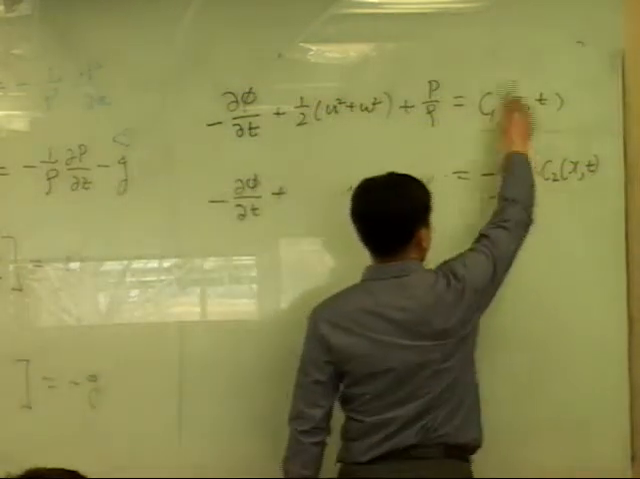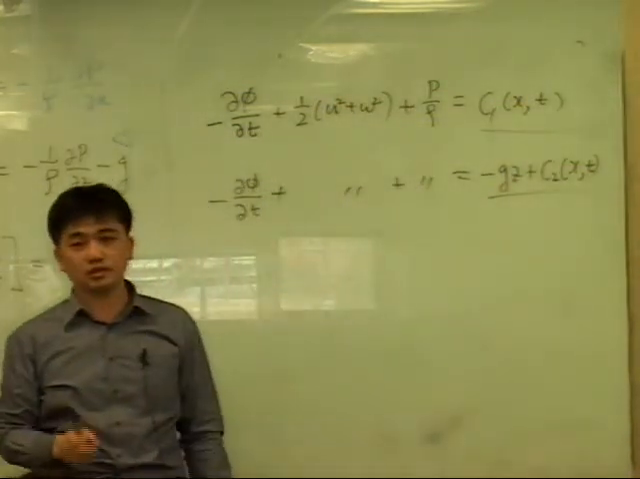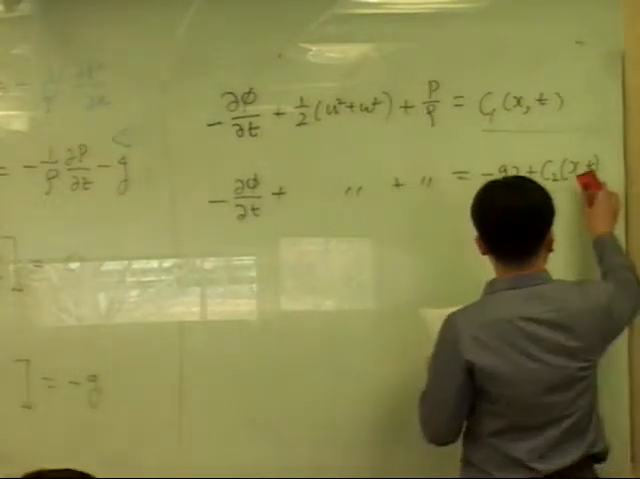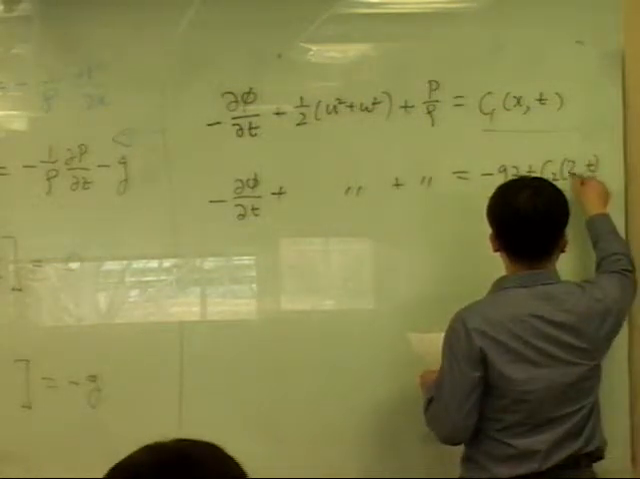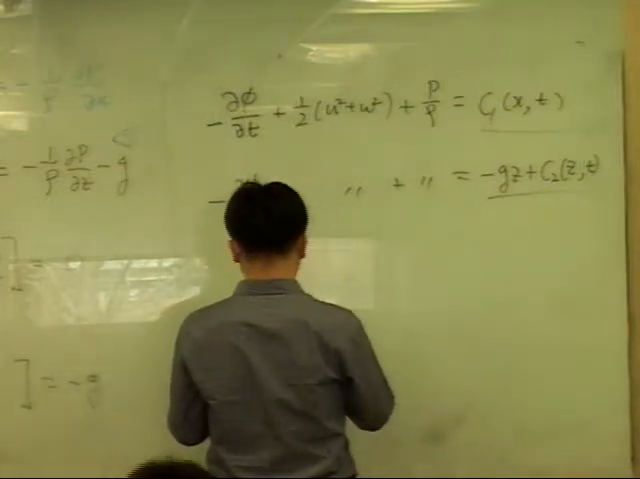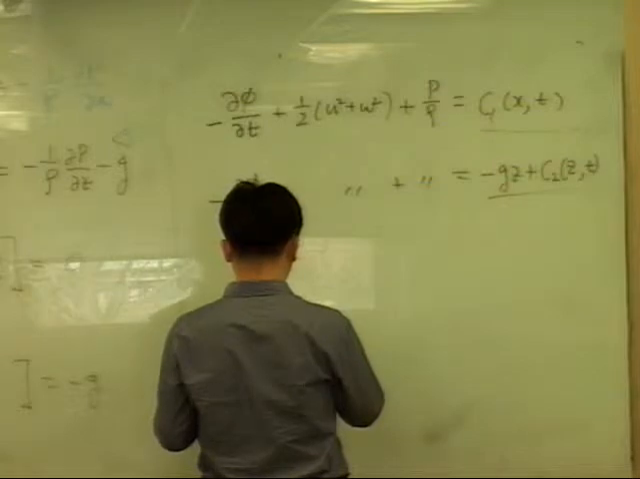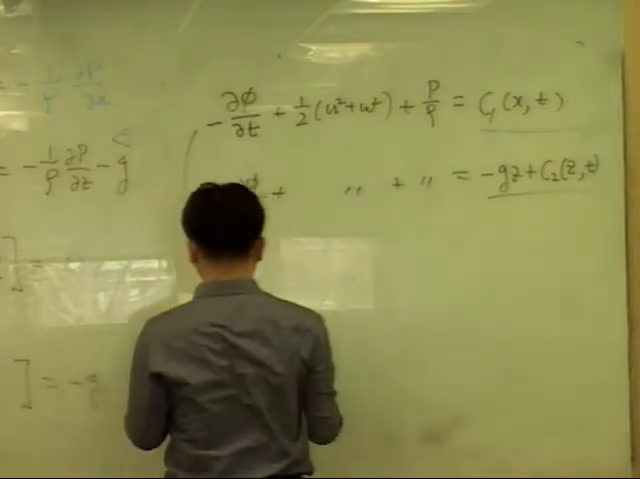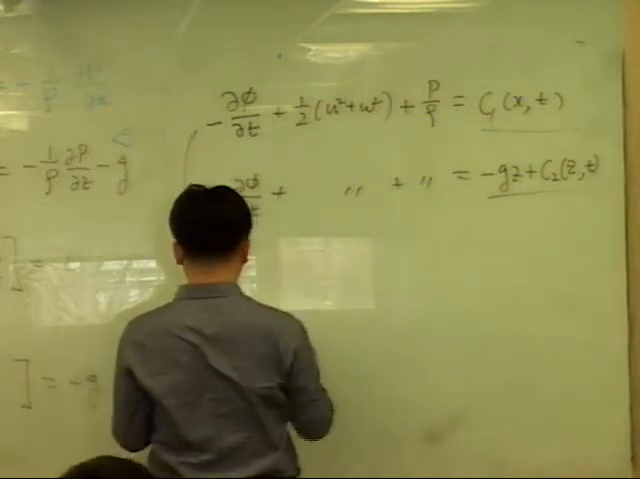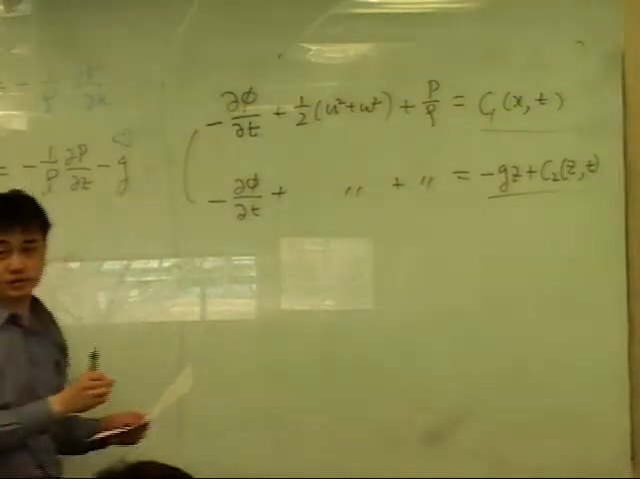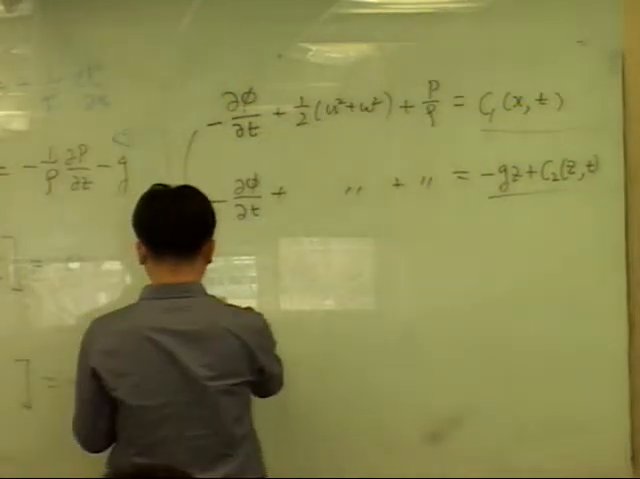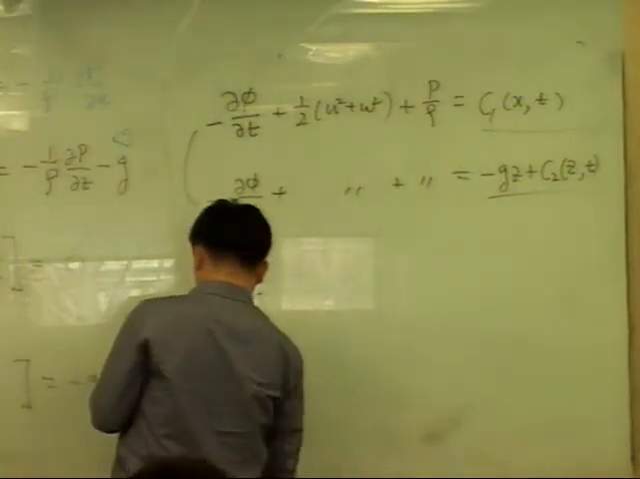Then look at here. Here the C1 is a function of x and t. C2 is a function of z and t, right? z and t. So if you examine both equations, C1 and C2 should be only a function of t, because in both equations the right hand side should be the same. So from two equations I can get one equation.